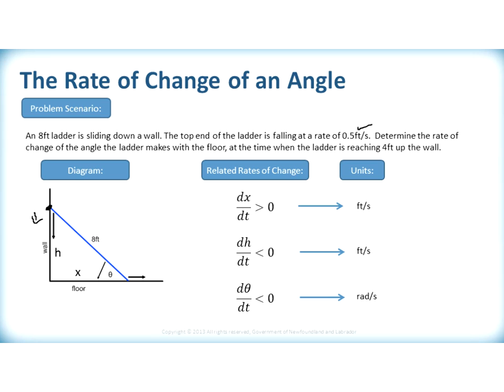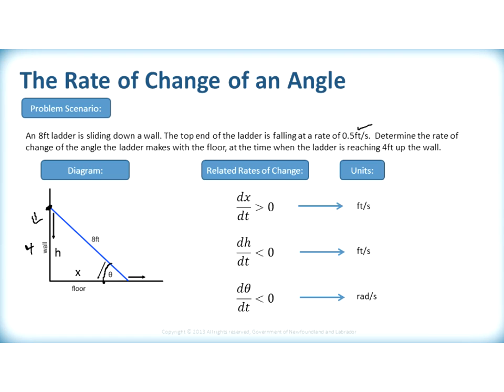It says to determine the rate of change of the angle that the ladder makes with the floor. So we've got to determine the rate of change of this angle down here at the time when the ladder is reaching 4 feet up the wall. So when this height right here is 4, we've got to figure out what that stuff is.